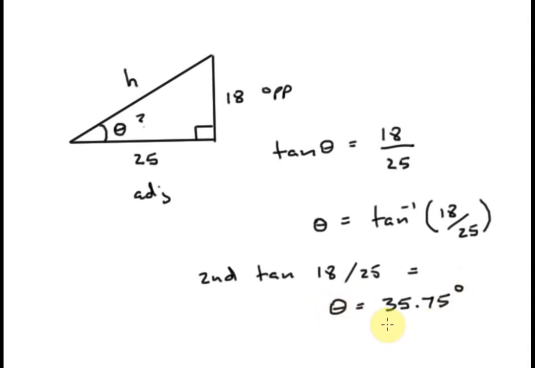Typically, we work either to 1 decimal place or even to the nearest degree. So you'll have to read what the question wants you to give as your answer. It would be one of these 3. Most likely the 36 degrees.